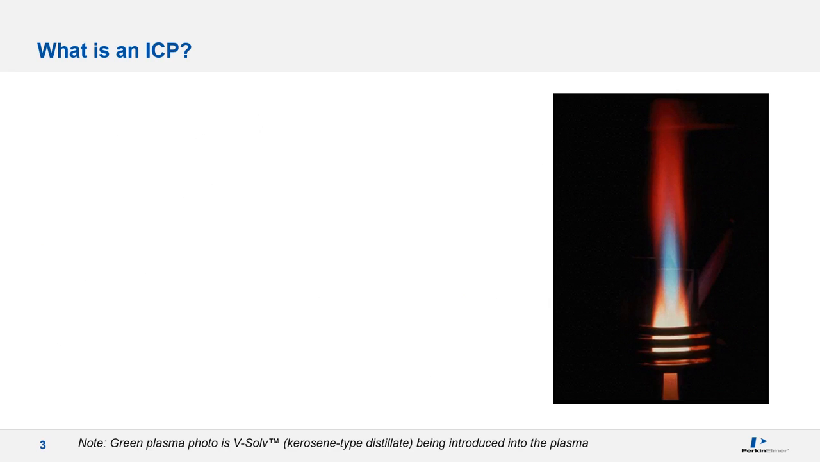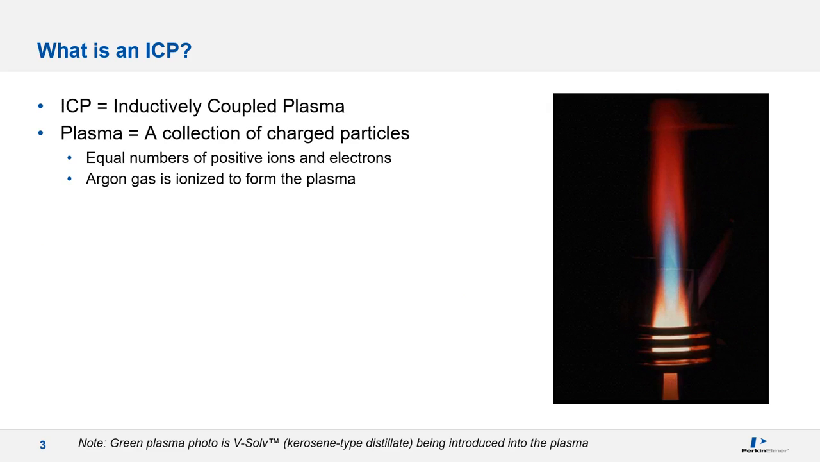So let's take a minute and talk about what an ICP is. ICP stands for inductively coupled plasma. In the ICP, typically argon gas is ionized for the plasma discharge, which is a collection of positive ions and electrons.